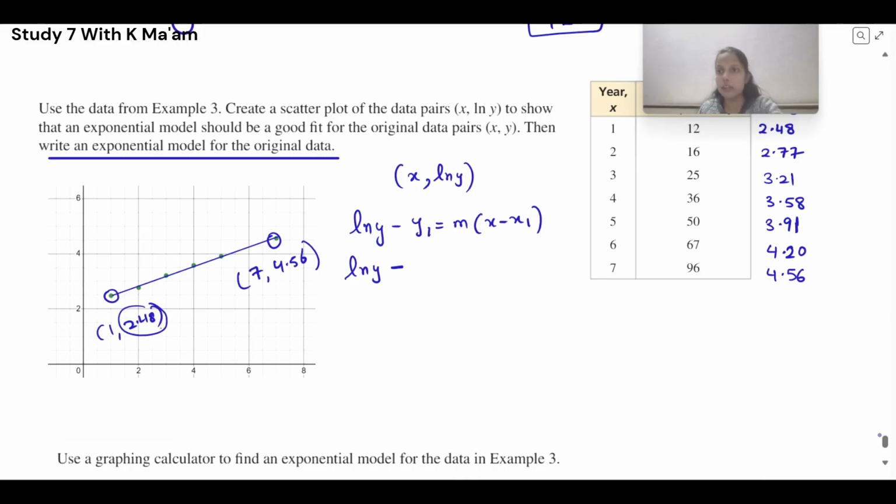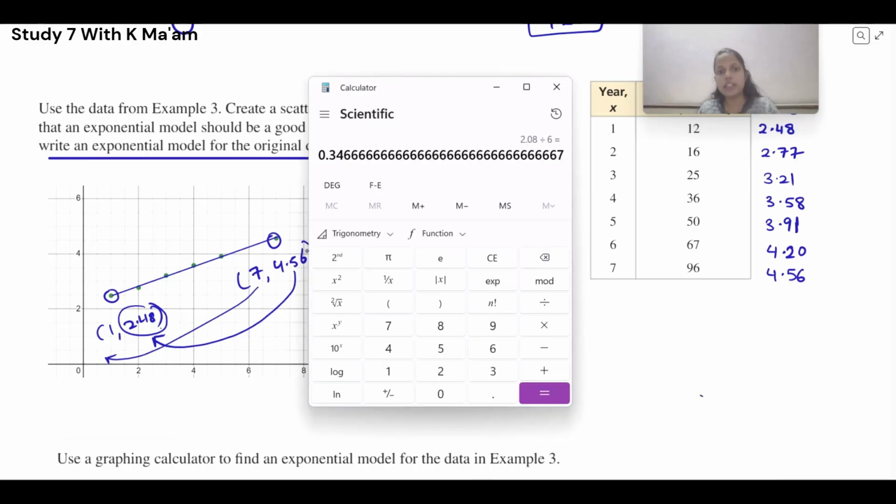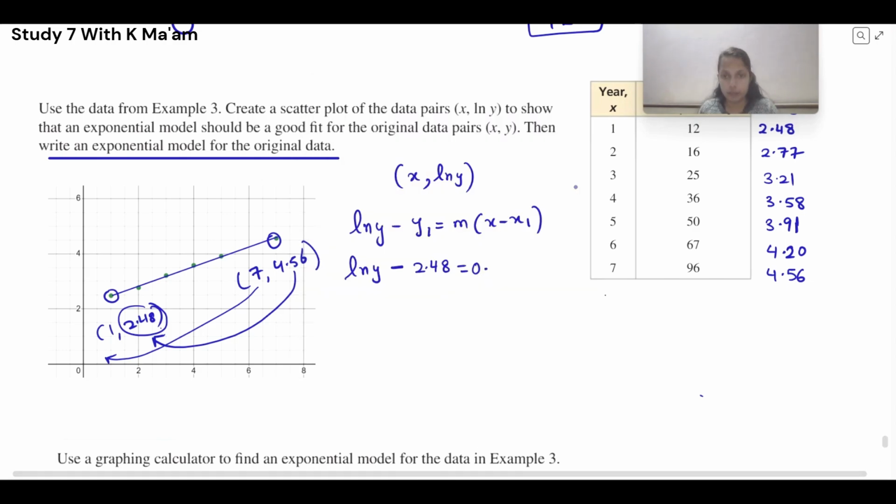So the slope: using these two values, the difference of y values over the difference of x values. You can check this. I'm getting 0.3466. If I round off to 2 decimal places, it's 0.35, times x minus x1. So for this case, I will solve for log y. Log y equals 0.35x minus 0.35. This term will be shifted to the other side to get plus 2.48.